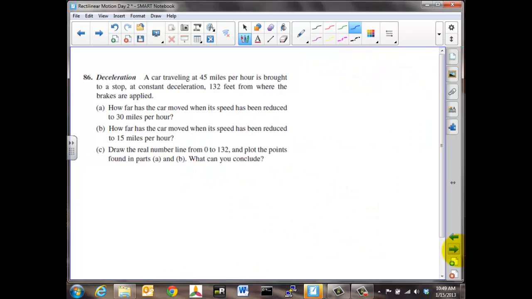Deceleration. If you haven't done your WebAssign yet, this problem could be invaluable to you, couldn't it, Wes? A car traveling at 45 miles per hour is brought to a stop at constant deceleration 132 feet from where the brakes are applied. Now, tell me what we know. The initial velocity is 45.